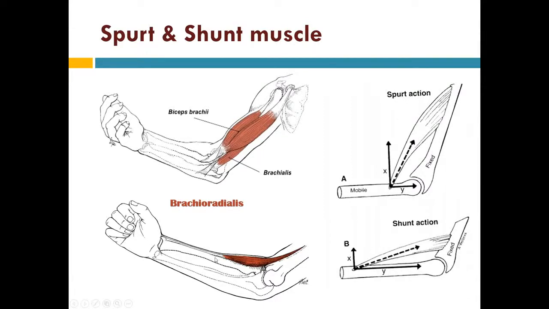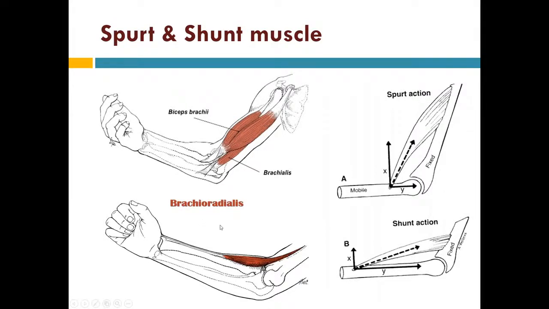But on the other hand, the shunt muscle, their attachment is very much close to the joint. You can see the brachioradialis muscle attachment is very much close to the joint. But their distal attachment is quite far away from the joint. They are mainly stabilizing this joint rather than its movement. This is called the shunt muscles, like the brachioradialis.